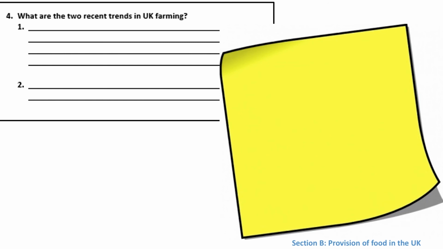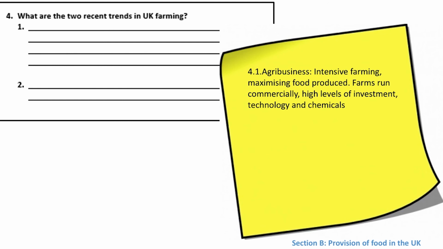Okay, welcome back. So 2 recent trends in UK farming. Firstly, agribusinesses, which are intensive farming methods which are used to maximise food produced. So this is where farms are running commercially, they've got high levels of investment, technology and chemicals, and the whole aim is to produce as much of the good as they can. And this can be with regards to animals and rearing animals for meat, and it can also be to do with growing crops for vegetables, etc.